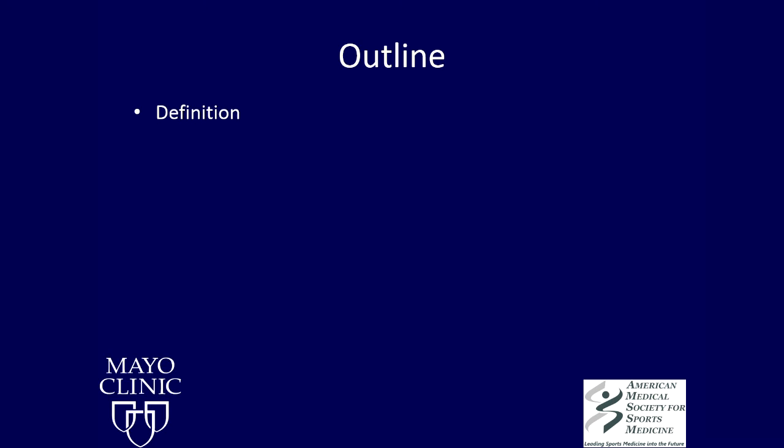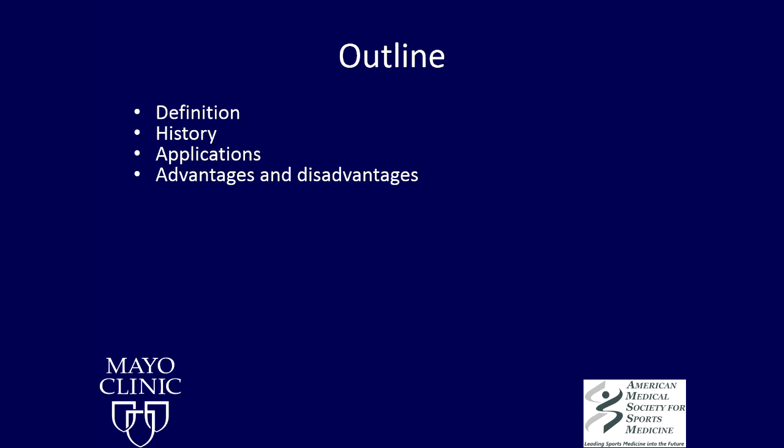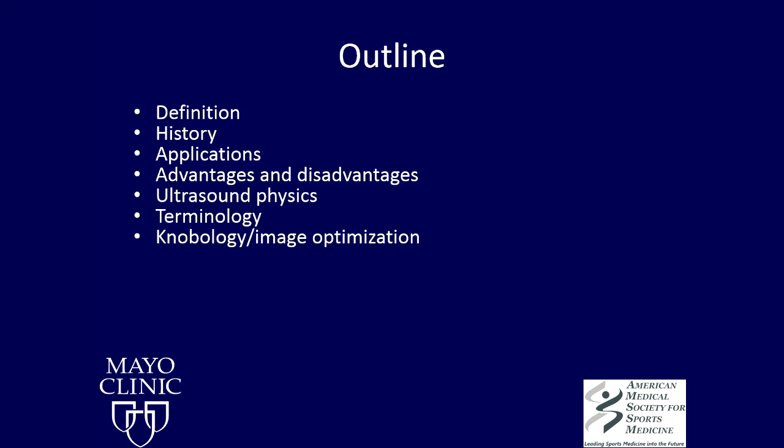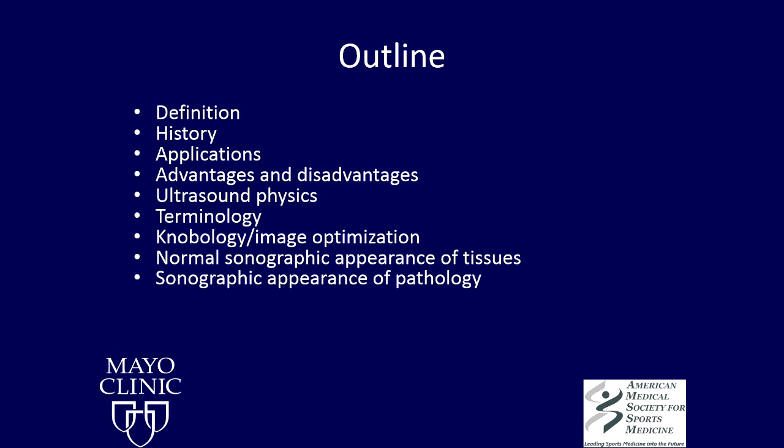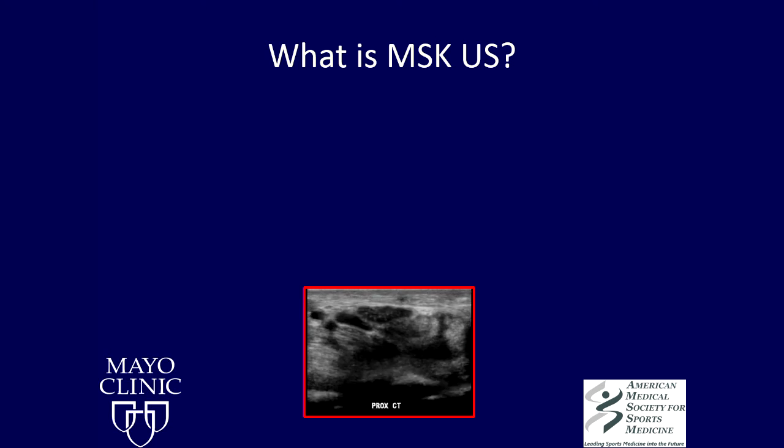So I'm going to first talk about what sports ultrasound is, go briefly over the history, the applications, advantages and disadvantages of ultrasound relative to other imaging modalities. Then we'll talk about ultrasound physics, terminology. I'll present some knobology and image optimization recommendations. And then we'll go over normal and pathologic appearance of different tissues and finish off with common artifacts, and we'll draw some conclusions from this information.